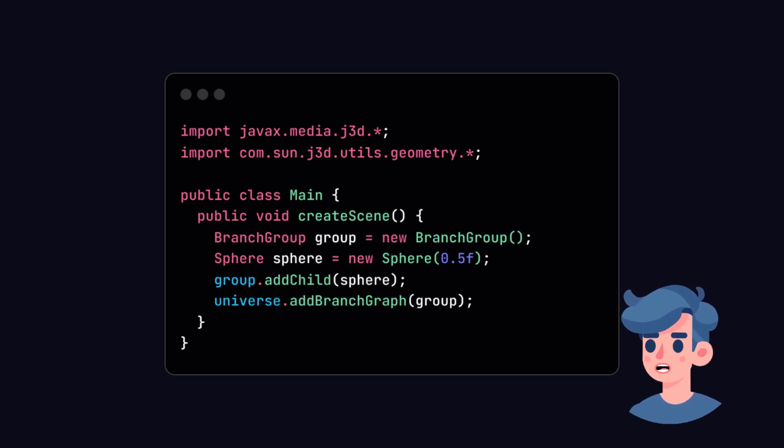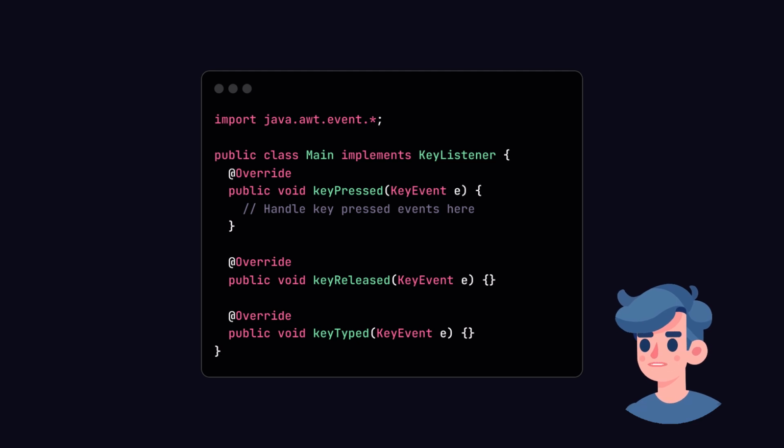Now let's go ahead and add a basic shape to our scene. We could do this by adding a simple sphere for demonstration purposes. With our simple shape now in the scene, we can proceed to handle user keyboard input.